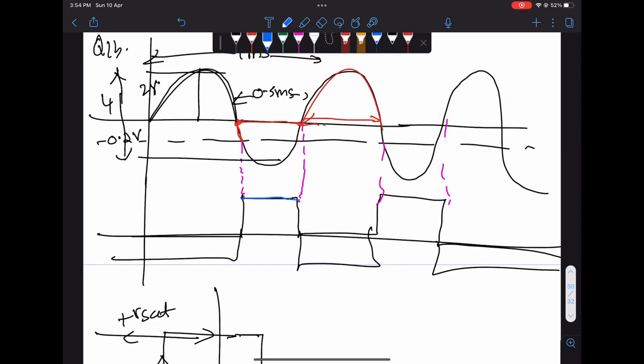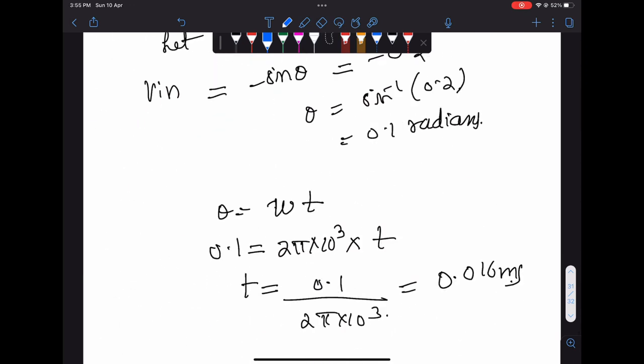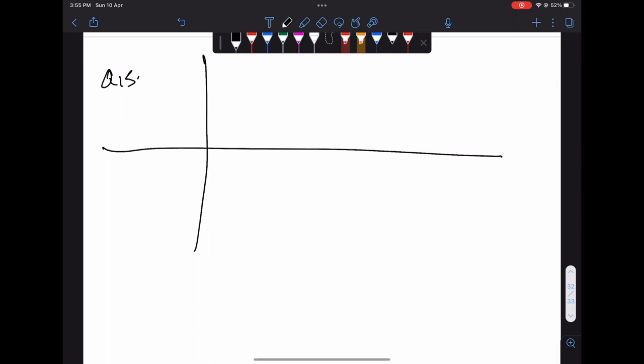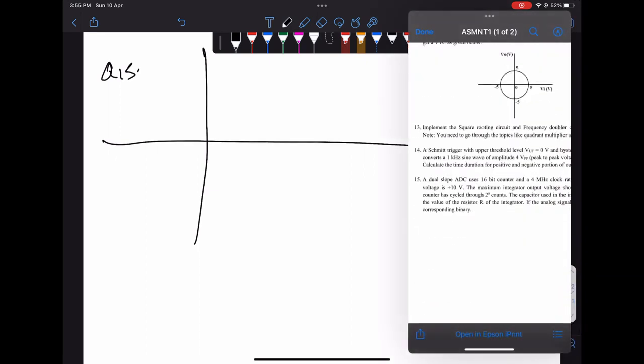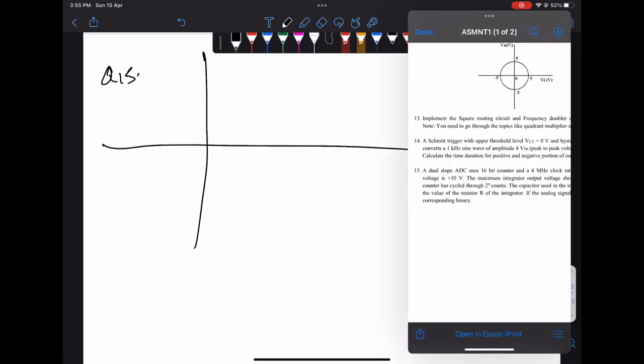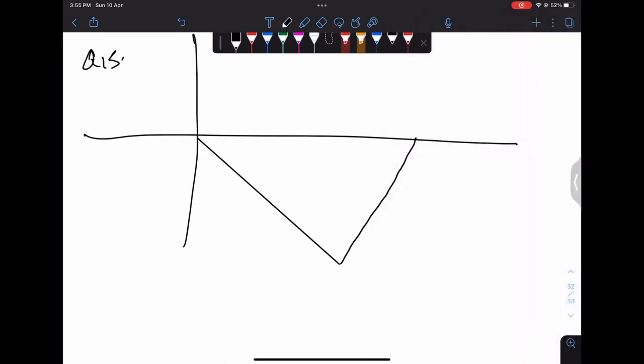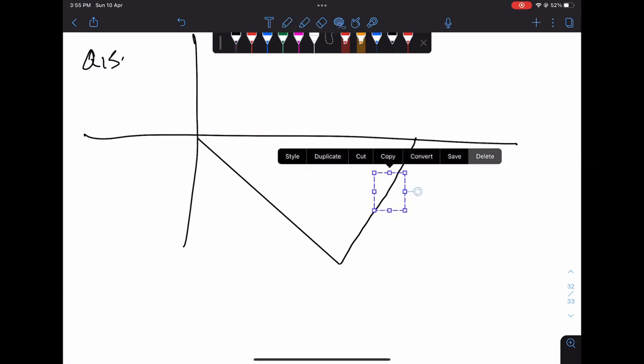So you can get the time, and just add 0.5. Add the time taken to cross minus 0.2 to the half, 0.5, to get the negative saturation duration, and subtract from 0.5 to get the positive saturation, which is very clear from the figure, why we are subtracting and adding.